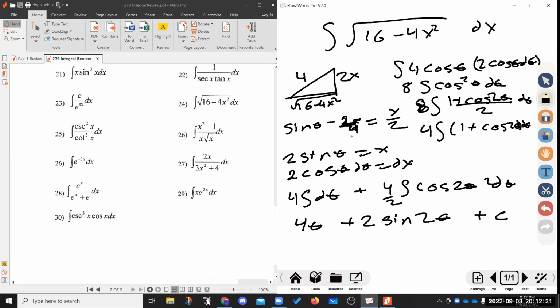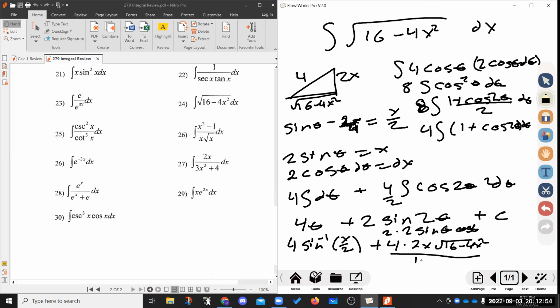Theta is arcsine of x over 2 plus 2 sine of 2 theta, which is 2 sine theta cosine theta. This is going to be 4. The sine is going to be 2x. Cosine is going to be 16 minus 4x squared, both over 4.